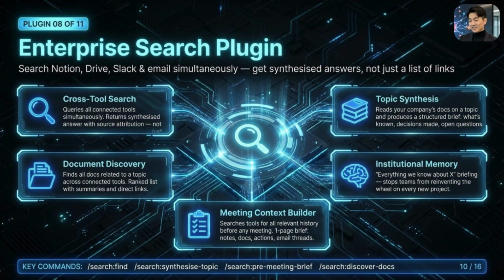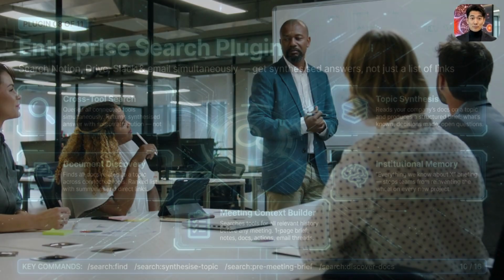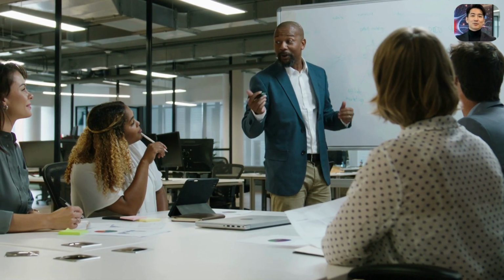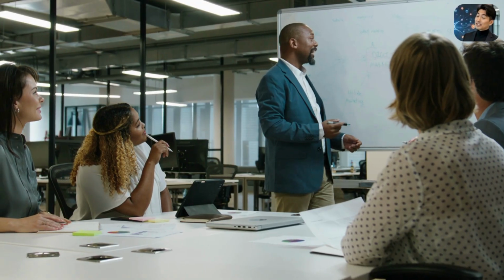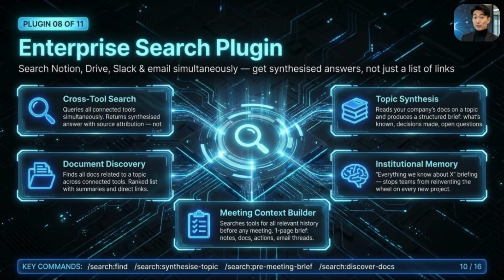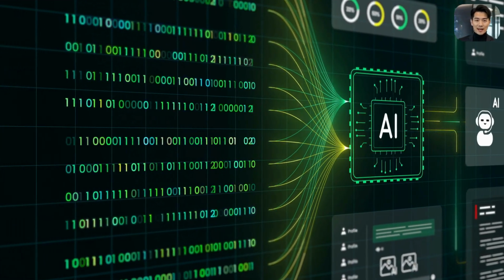Plugin 8 is enterprise search, and this one becomes exponentially more valuable the more connectors you activate. The cross-tool search skill queries all your connected tools simultaneously: Notion, Google Drive, Slack, Gmail, and returns a synthesized answer with source attribution. Not just a list of links, an actual consolidated response to your question, pulled from everywhere at once.